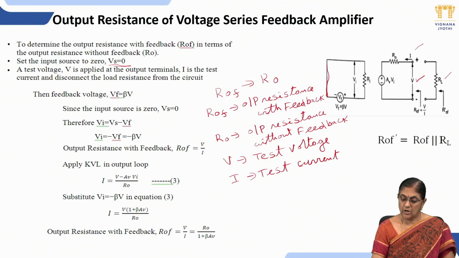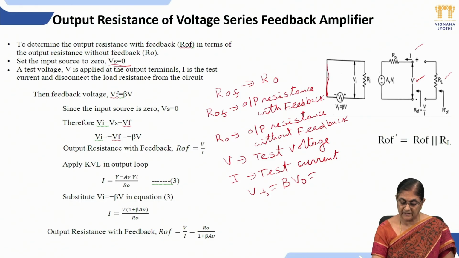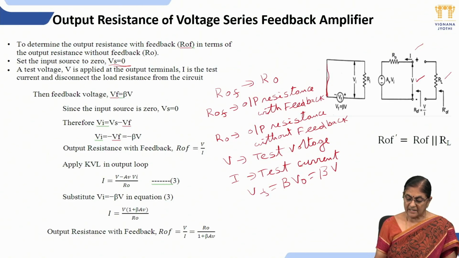Okay. So now the equivalent circuit of the voltage series feedback amplifier has been modified like this to determine the output resistance. So what is Vf? Vf is equal to beta V naught. But we are applying a test voltage between the output terminals. So feedback voltage Vf is equal to beta V.